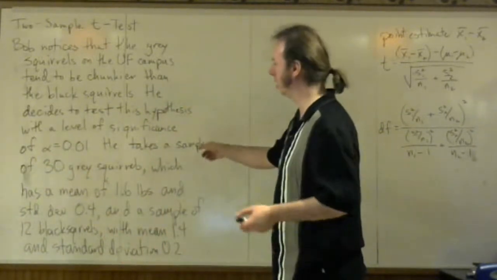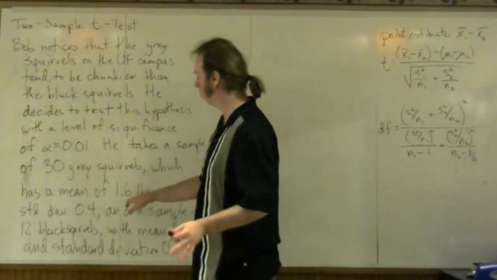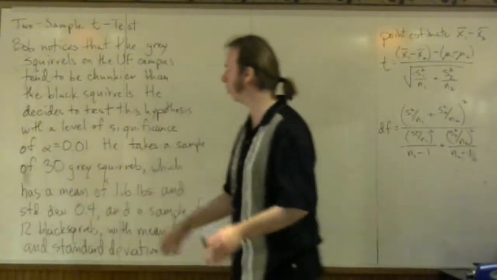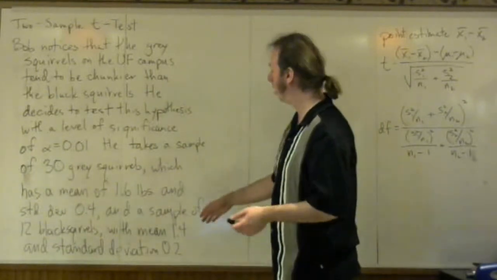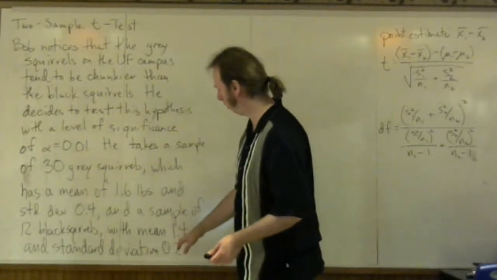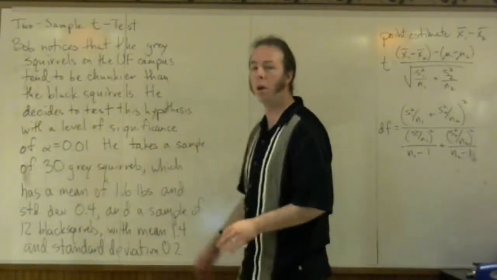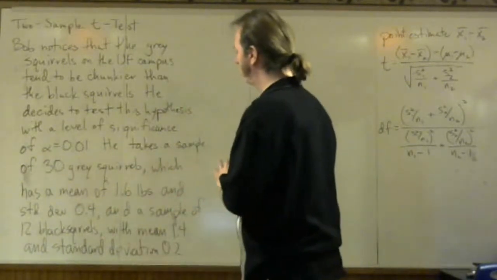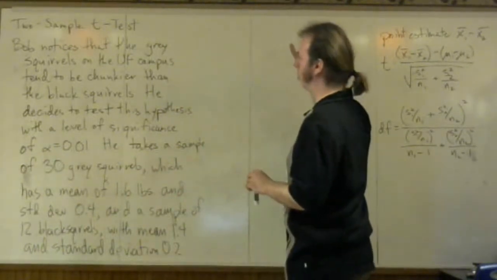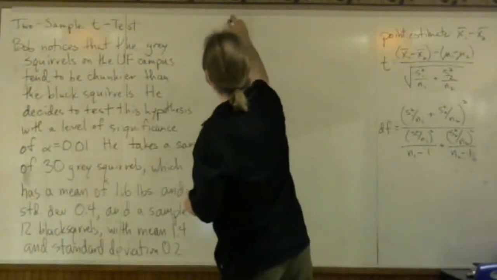And to do the test, he takes a sample of 30 gray squirrels, and then he's got the mean at 1.6 and standard deviation at 0.4 for that. And he also takes a sample of 12 black squirrels with a mean of 1.4 and a standard deviation of 0.2. So, as always, we want to put this into the mathematical notation.